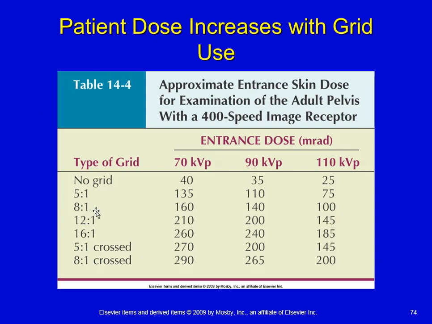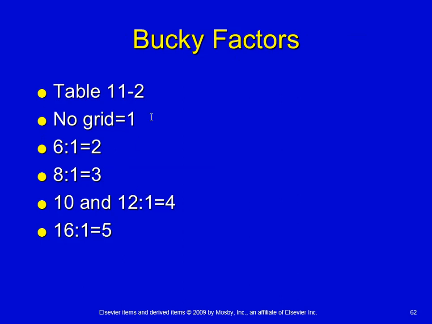If you happen to go from no grid up to an 8-to-1 grid, well, we're going to roll back up to our Bucky factors here. According to the testable Bucky factors I've got here, you would need to increase your mass by a factor of 3. So if you were to take a KUB on a patient at 80 kVp at, let's say, 10 mass with no grid, if you were to introduce a grid, you would multiply your mass by your Bucky factor. So it'd be the 10 mass times 3.